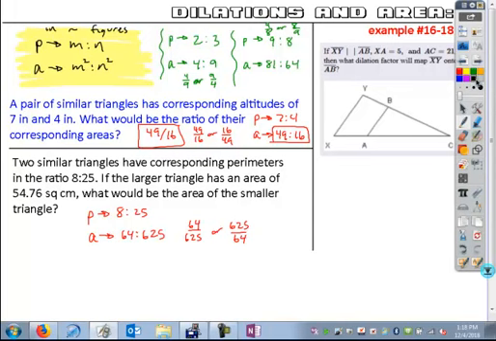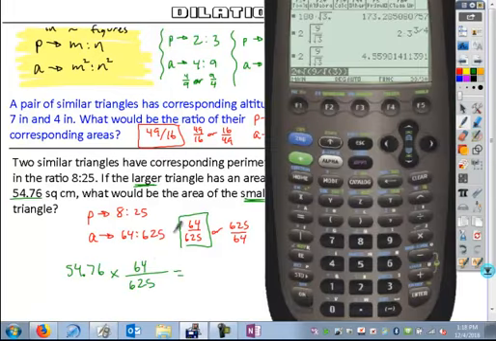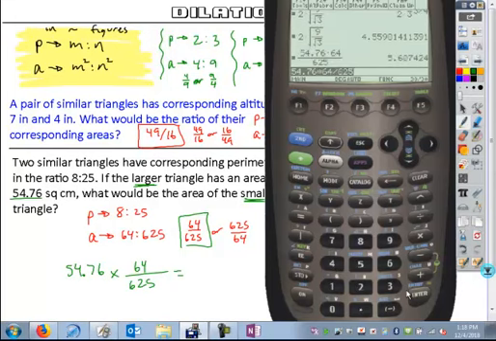And the way that you're going to apply this is you are going to take the given value, the 54.76, and you're going to multiply that by the desired ratio. So this is the area of the larger triangle. We want to find what the smaller one is. So which of these conversion factors will we use to move from bigger to smaller? The first one, right? So if we multiply this by 64 over 625, we'll get our solution. And so the answer, 54.76 times 64 over 625, will give you your solution of 5.61 approximately.